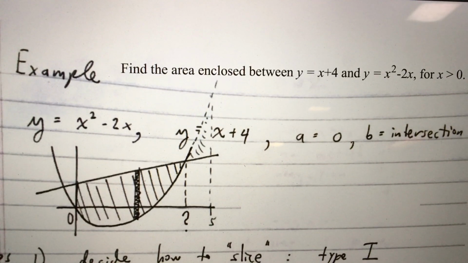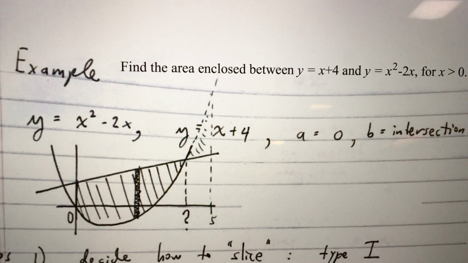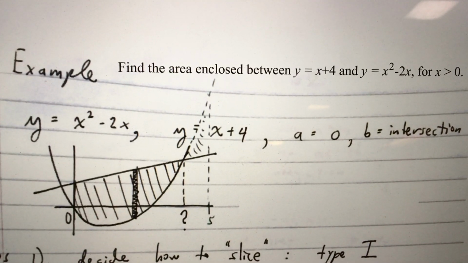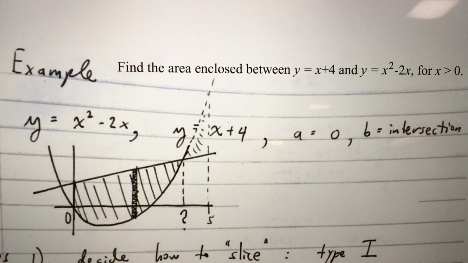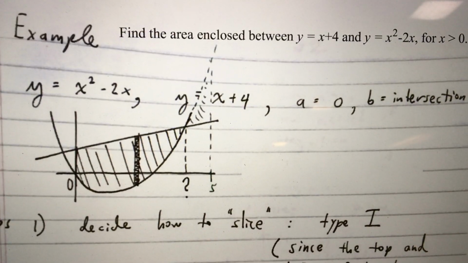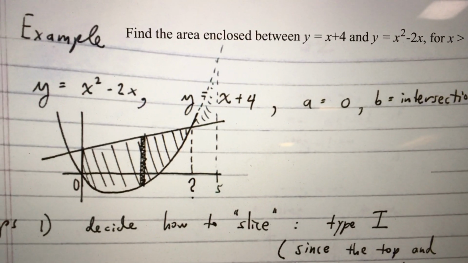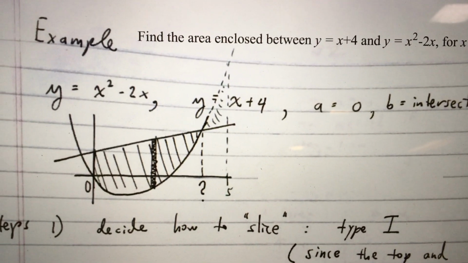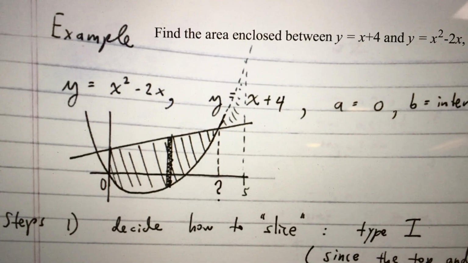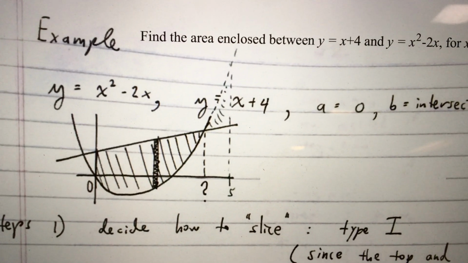So there's a pretty good picture of it. Now what that doesn't tell me is where those two curves, the straight line and the parabola, cross. That's that question mark. So when it asks for the area enclosed between, then I need to find that question mark x value. Before I do that though, step one, once I have the picture, I need to figure out how to slice it. So these are my steps. Step one is decide how to slice. So basically that means I need to pick between type 1 and type 2.